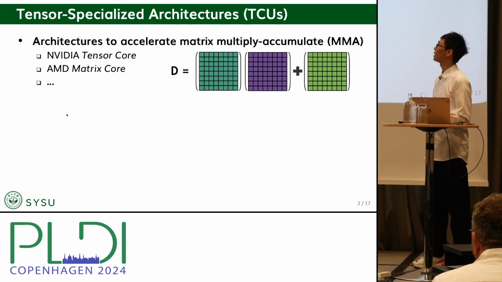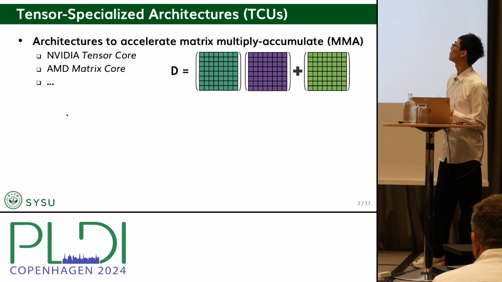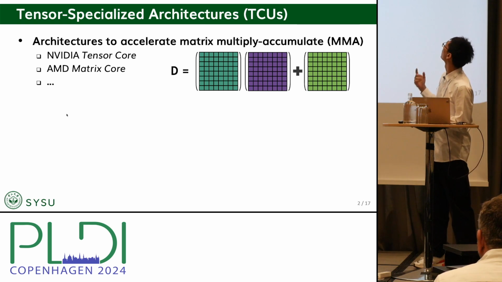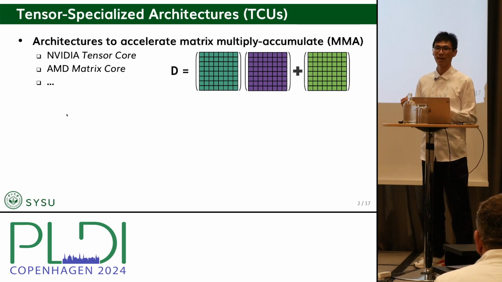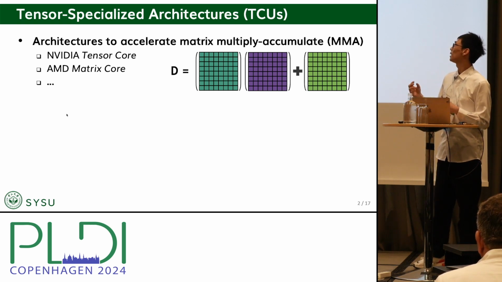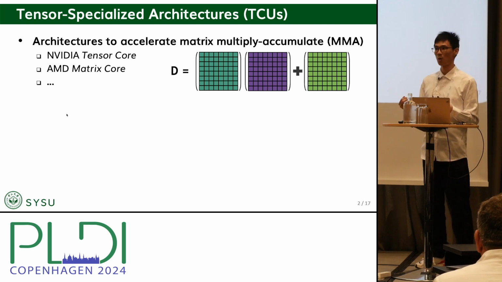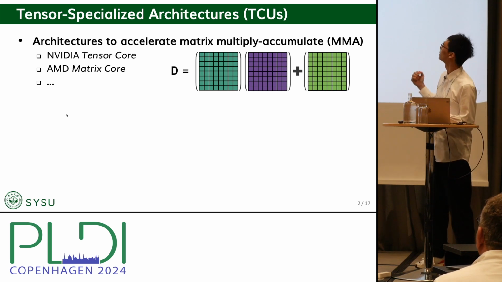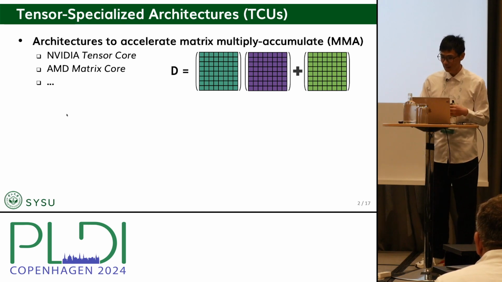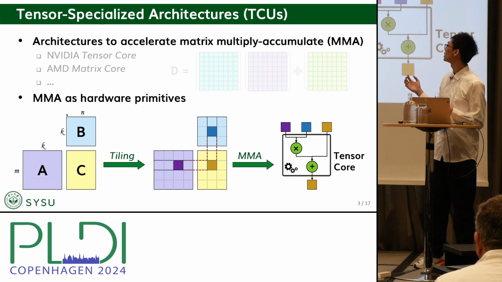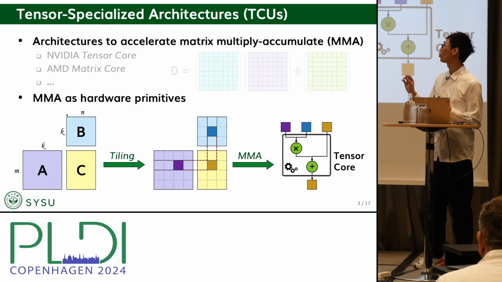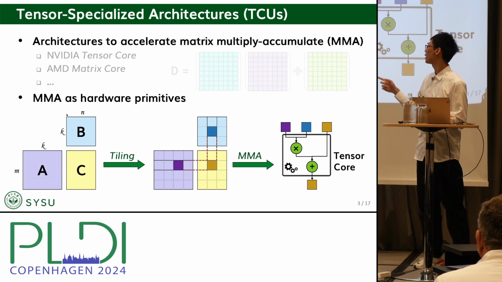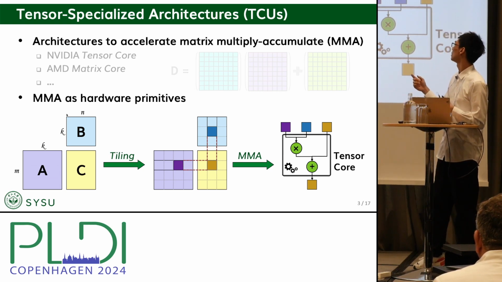Today's GPUs and many domain-specific accelerators incorporate specialized architectures to accelerate matrix multiply accumulate, also known as MMA. This is an essential operation in many applications, and NVIDIA's Tensor Core, AMD's Matrix Core, and Google's TPU already incorporate such hardware to accelerate matrix multiplication. Specifically, these operations are implemented as hardware primitives. They issue one instruction on a tile of the matrix and compute the multiplication.